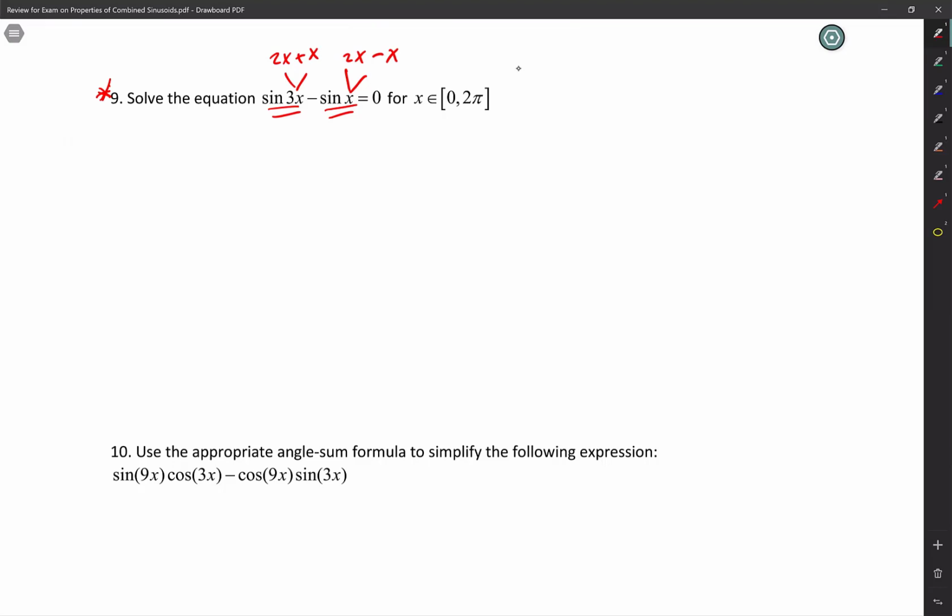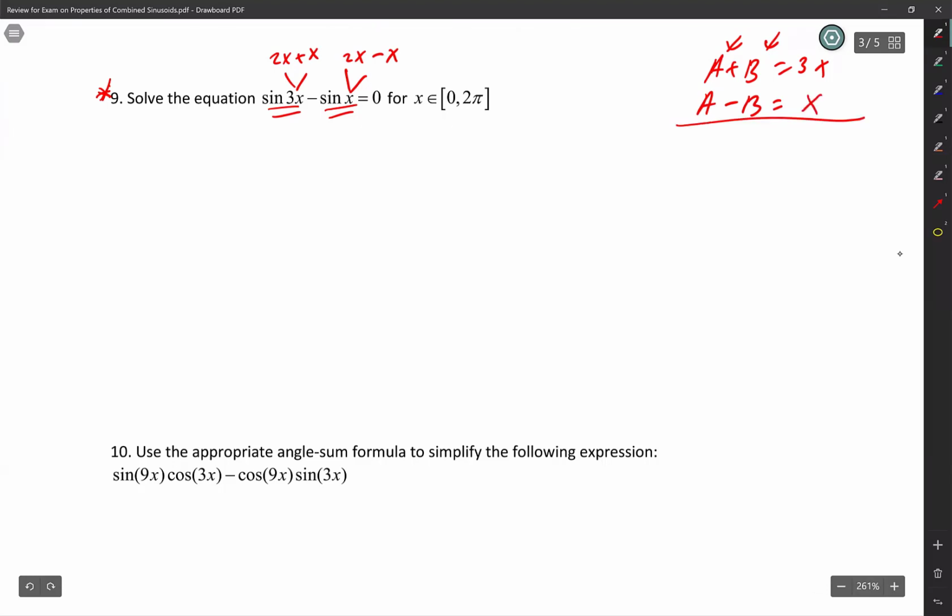and I told you to come to the side and do a plus b equals 3x, because I have to choose an argument for a and an argument for b. And then I told you to go a minus b is equal to x. I would always choose the summation to be the biggest number and the difference to be the smallest number.